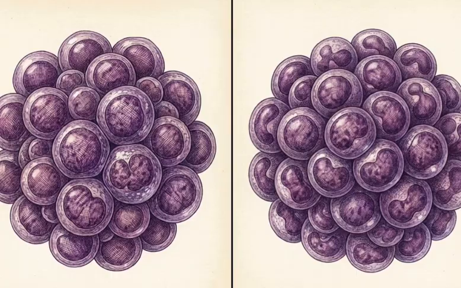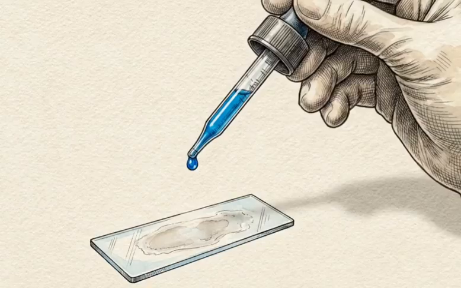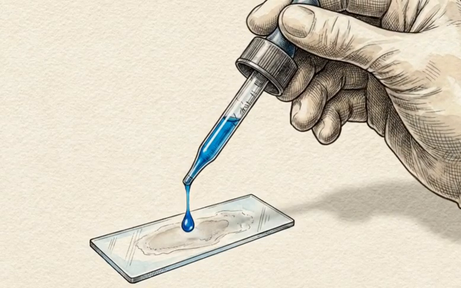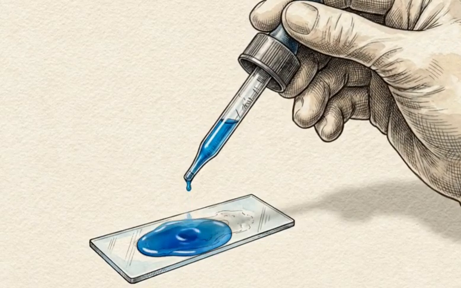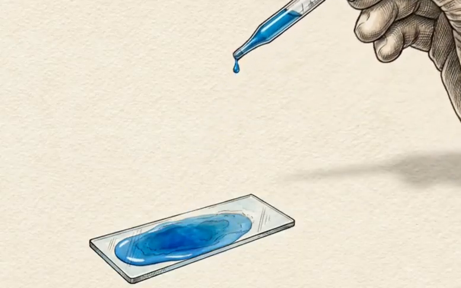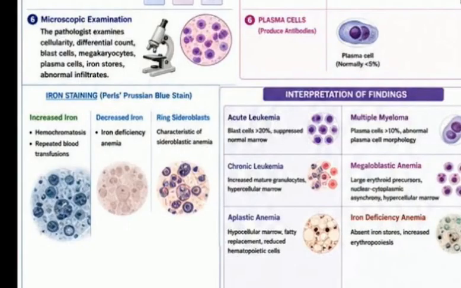Counting cells and evaluating morphology is sometimes insufficient to differentiate complex overlapping anemias. To resolve this, pathologists use Perls' Prussian blue stain to visualize the body's iron metabolism directly within the marrow space. An iron stain reveals the truth. A pale background with absent iron stores confirms iron deficiency anemia.